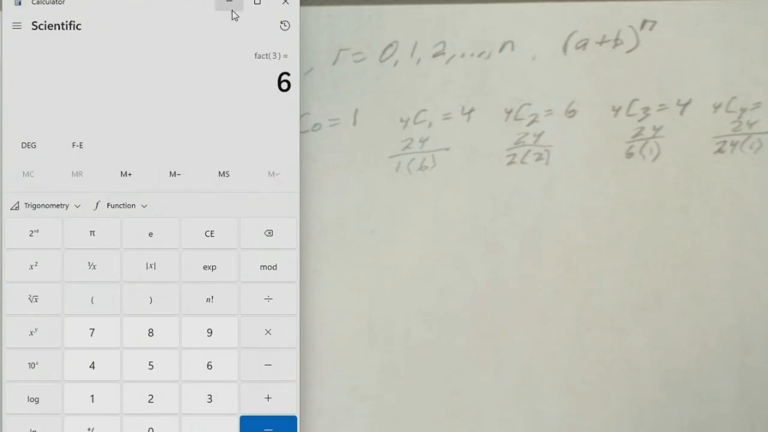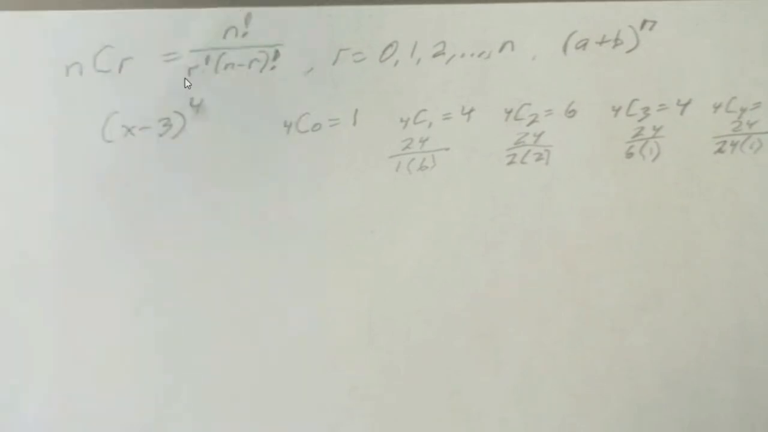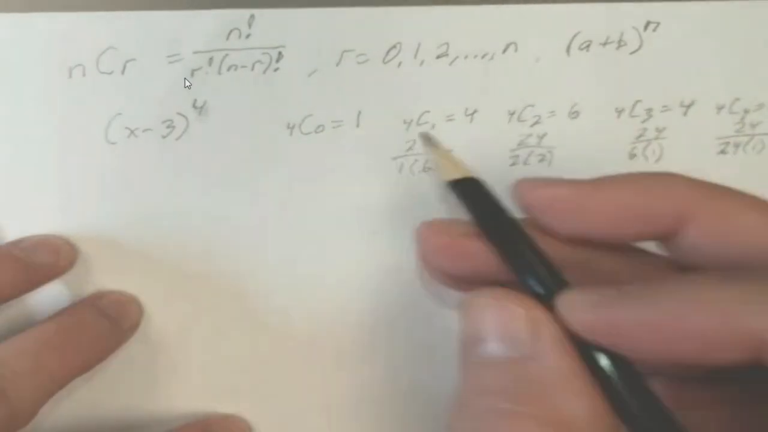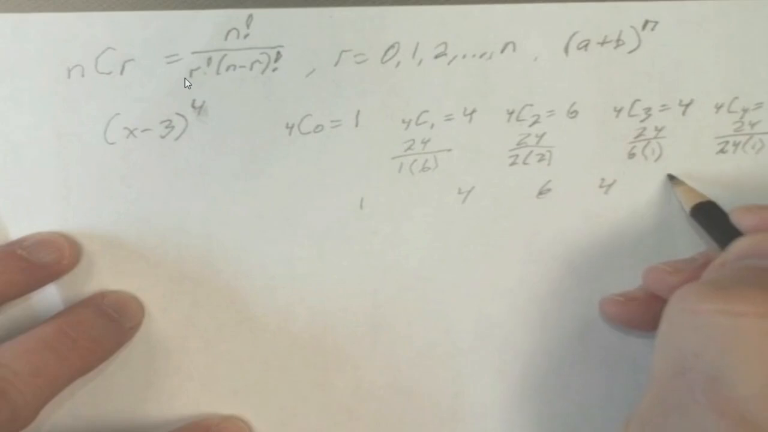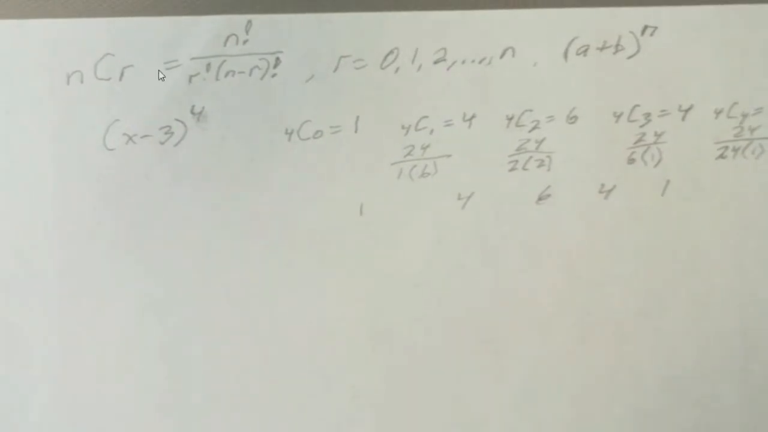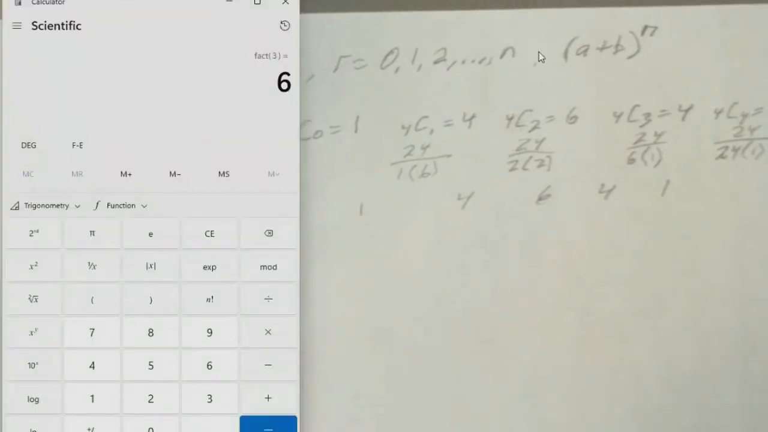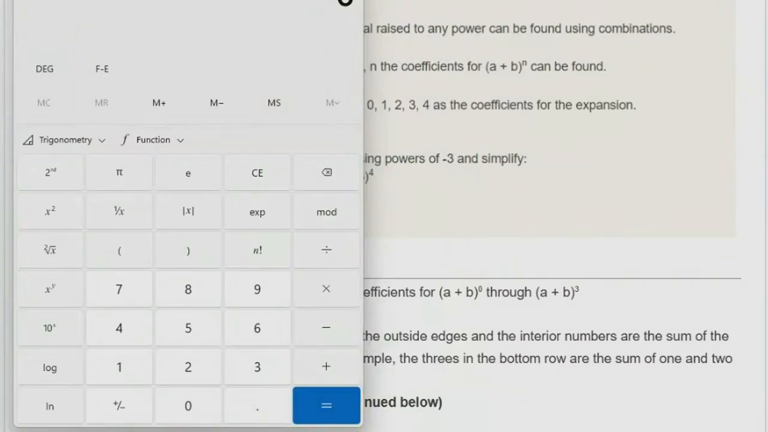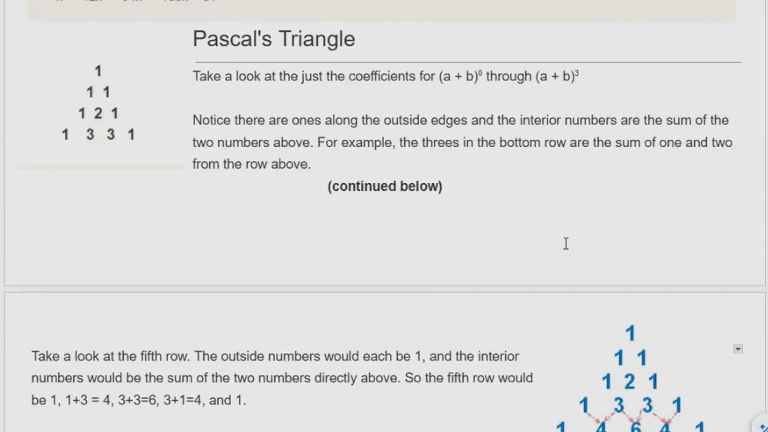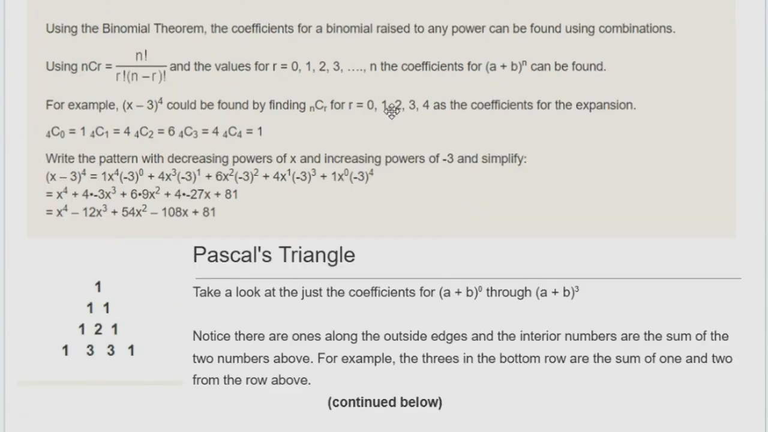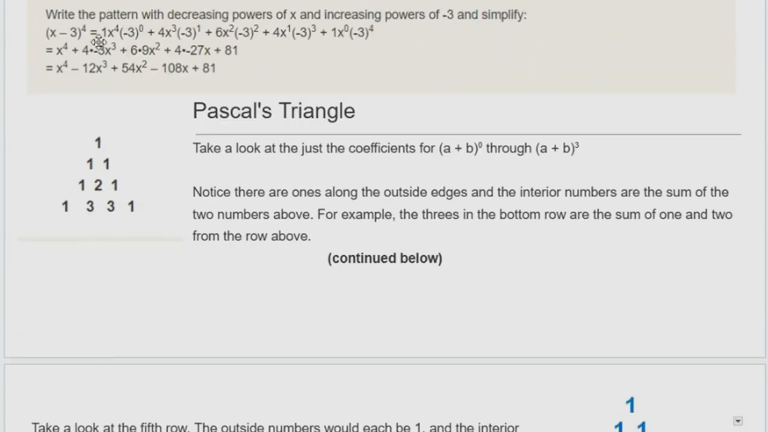So we used the binomial theorem to figure out the coefficients that would go in our formulas. 1, 4, 6, 4, 1. Well, that's interesting, because if we go back here, that's the same thing we get with Pascal's triangle, 1, 4, 6, 4, 1. So that's why they're related. The binomial theorem and Pascal's triangle, either one will get the same numbers. There's the 1, 4, 6, 4, 1.